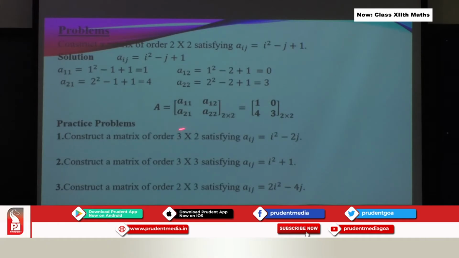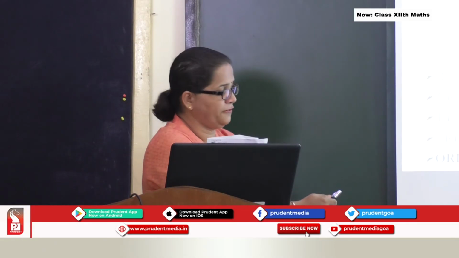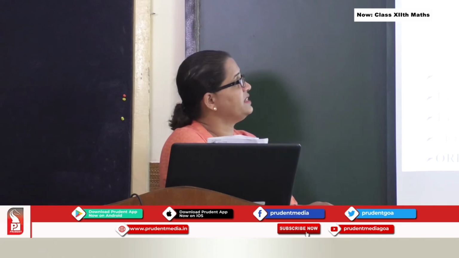Now here again I say the order is important, so the order is given as 3 into 2 and the matrix generator is given. In the same way, the second problem is in the same form, and the third problem also is in the same form. Now let us go to the first matrix representation.